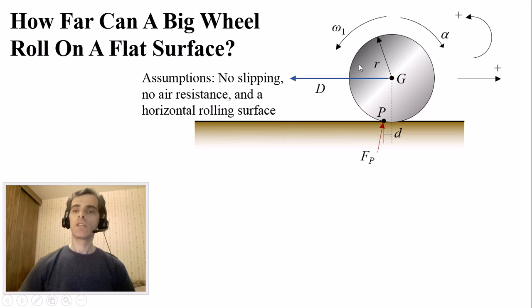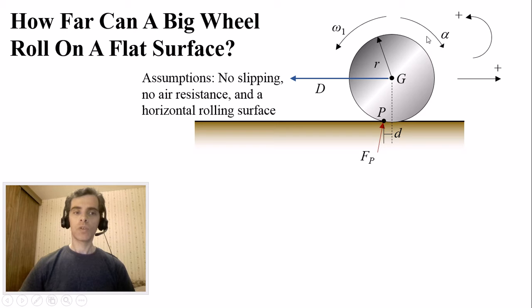The other variables in this problem are omega 1, which is the initial rotation rate of the wheel, and the point P is the effective contact point between the ground and the wheel, and Fp is the resultant force acting on the wheel at point P due to the contact between the wheel and ground. And point P is offset a small distance d from the center line as shown.